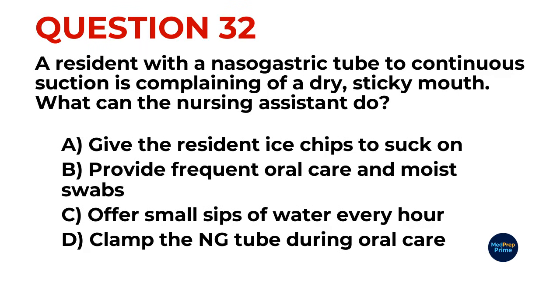A resident with a nasogastric tube to continuous suction is complaining of a dry, sticky mouth. What can the nursing assistant do? Option A, give the resident ice chips to suck on. Option B, provide frequent oral care and moist swabs. Option C, offer small sips of water every hour. Option D, clamp the NG tube during oral care.